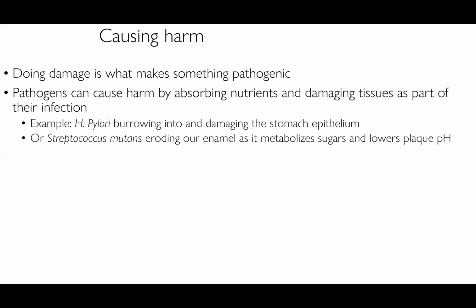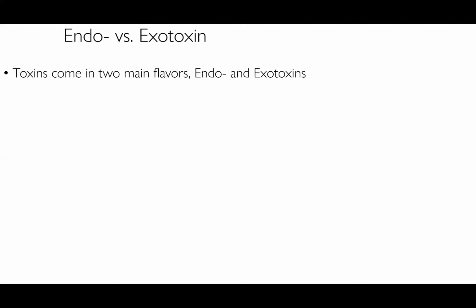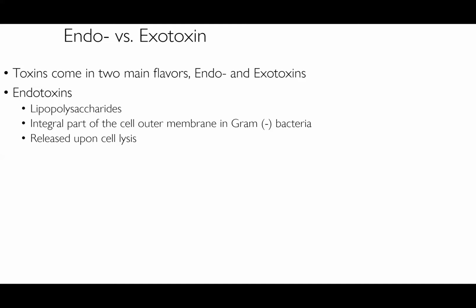In contrast, Streptococcus mutans erodes the enamel on your teeth as it breaks down sugars and lowers the plaque pH. But the main way in which pathogens, at least the coolest ones, because we're all about talking about cool things here, cause harm is through the production of toxins. There are two different types of toxins, endotoxins and exotoxins. Endotoxins are lipopolysaccharides. They're an integral part of the outer membrane in gram-negative bacteria, and they are released upon cell lysis or cell death. This is in contrast to exotoxins.